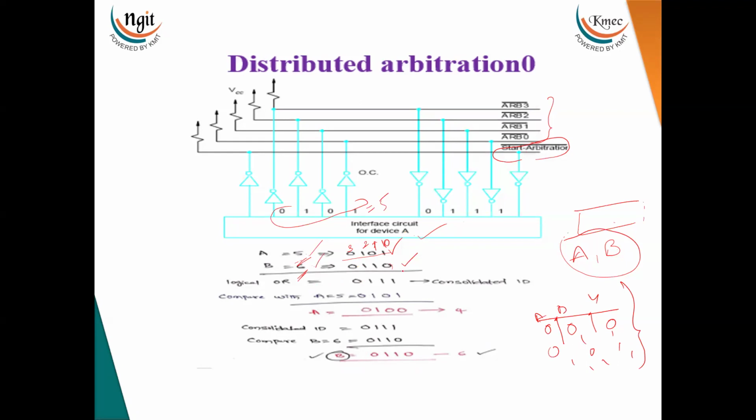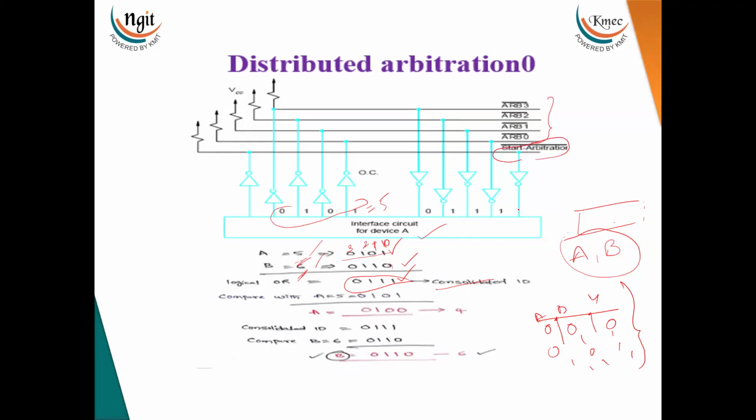So like that, both the IDs are placed onto the same arbitration lines, and then the resultant value of the arbitration lines is 0, 1, 1, 1. 0 and 0 is 0, 1 and 1 is 1, 0 and 1 is 1, 1 and 0 is 1. So this is the resultant consolidated ID on the arbitration line.